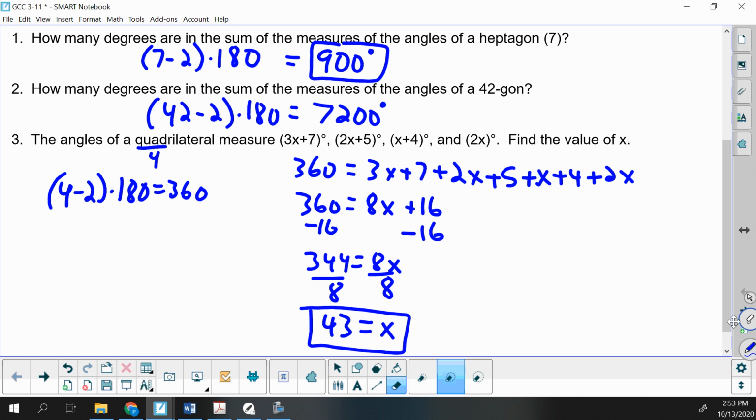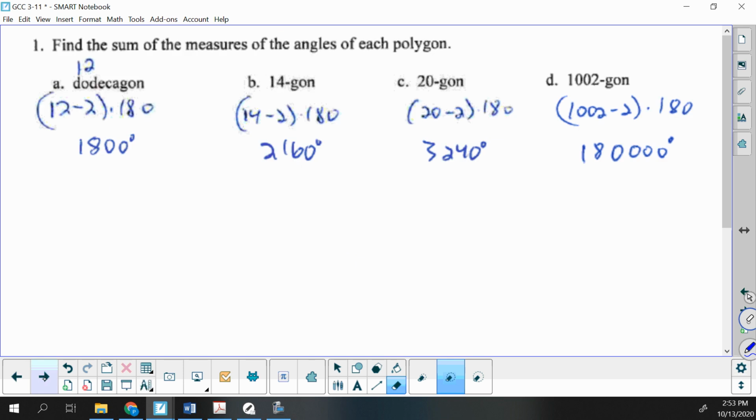All right, moving over to your homework. The first 3, you were just doing like the first 2 in the warm-up. Dodecagon is 12 sides. So you're doing the number of sides minus 2 times 180, and you get those 4 answers there.